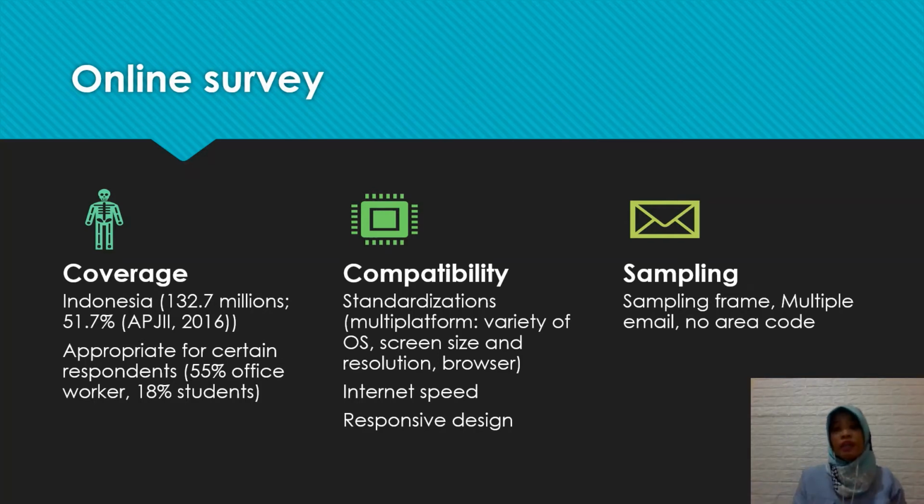And then, if using an online survey, we also don't get the area code, so that's also a limitation. That's an issue for getting the exact sampling frame with the online survey.